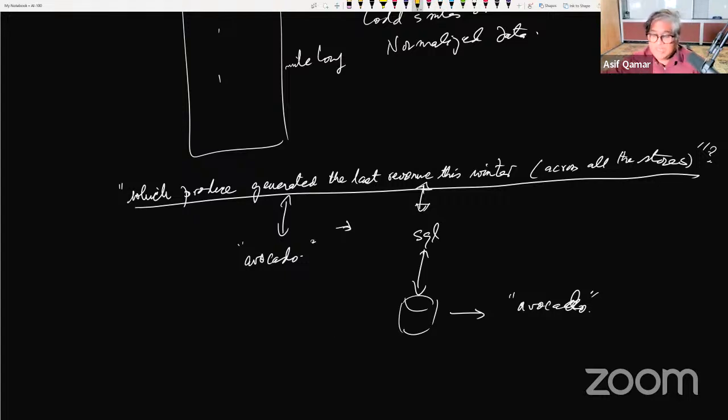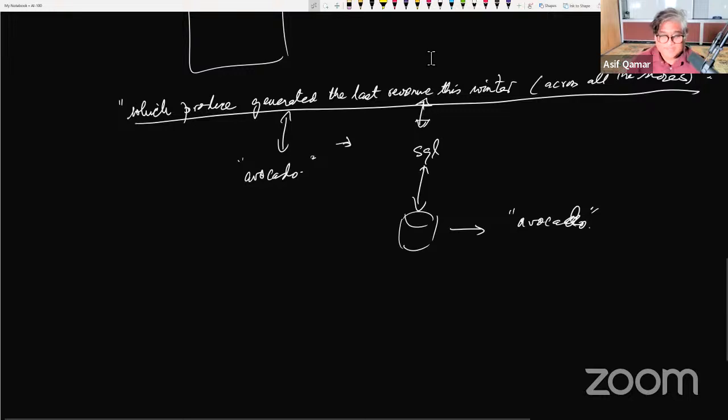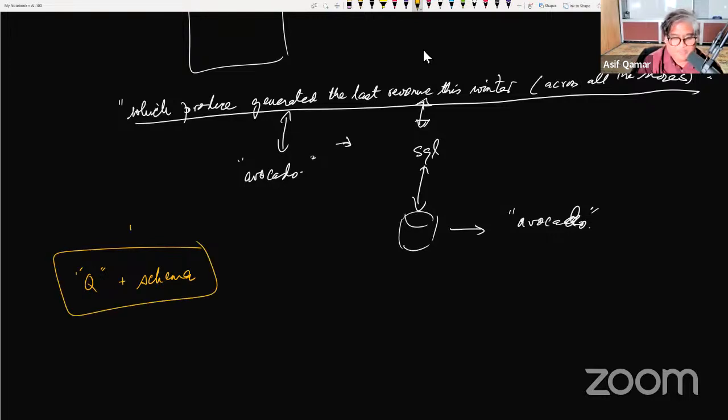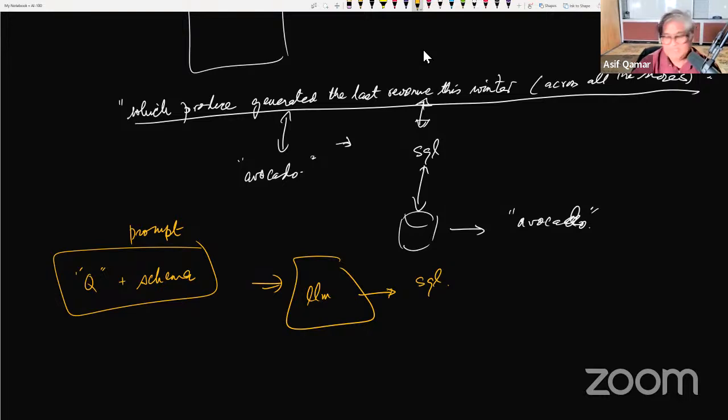Perhaps you say, well, what if we could augment this question? Let me just call this question plus schema. I gave it the entire schema definition of the tables, right? Described all the tables. And this became my prompt. This goes into an LLM. And then the LLM can come back with the SQL, which I can fire and then come back with avocado. Does this make sense, guys?